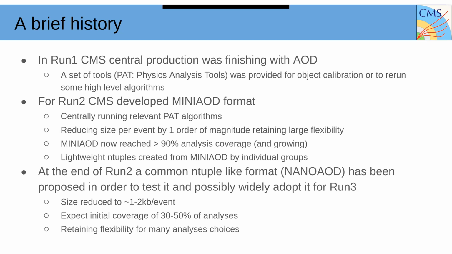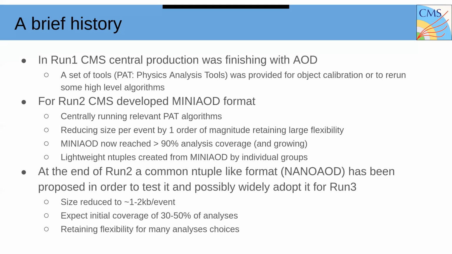And eventually this number by the end of run 2 reached well above 90% and it's still growing, because even some very special use cases for analysis that are currently needing to go to the AOD data tier are now covered by mini-AOD. And then at that point, some n-tuples, lightweight root n-tuples were created from mini-AOD by individual groups.